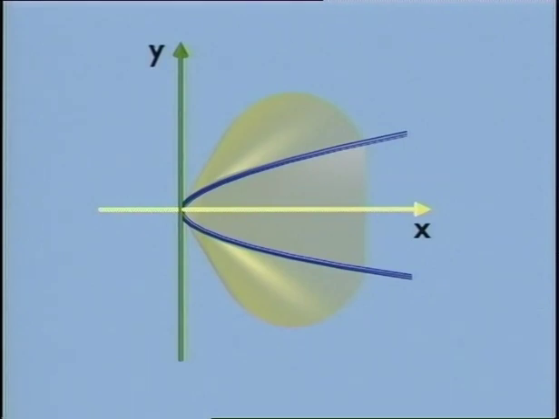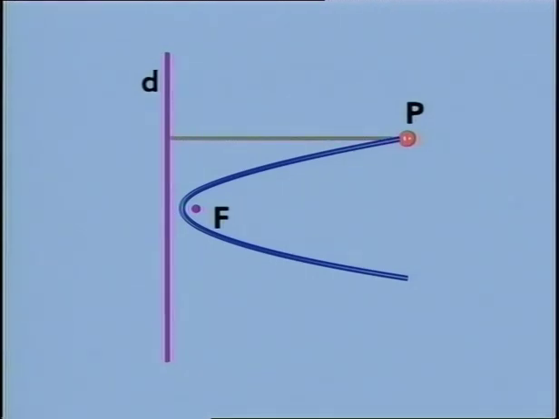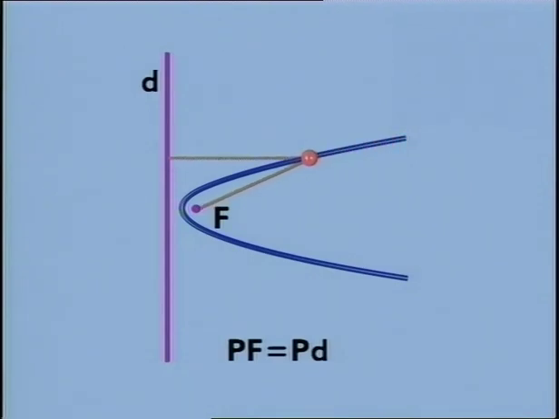Often a property of a curve is so characteristic that it can be used as a definition. The parabola can be thought of as the set of points equidistant from a fixed point, the focus, and a fixed straight line, the directrix. Each point on the parabola is the same distance from the directrix, measured along the shortest way, which is the perpendicular to it, as it is from the focus. This is what characterizes the parabola.